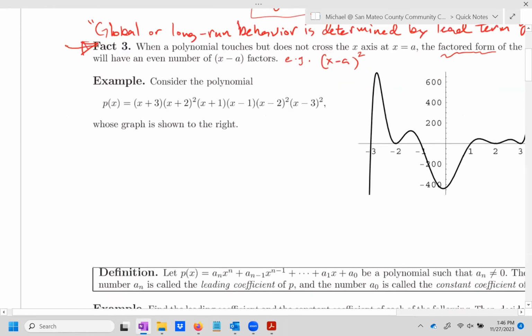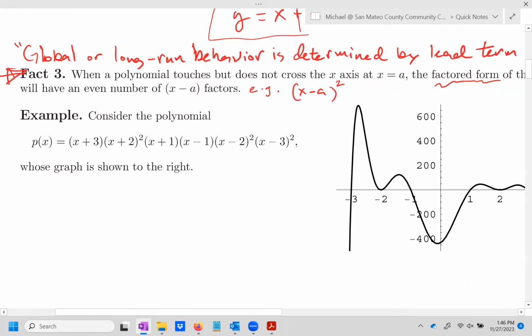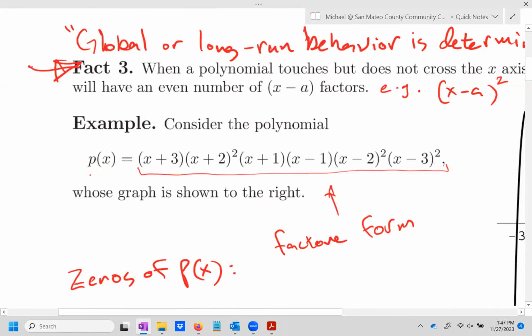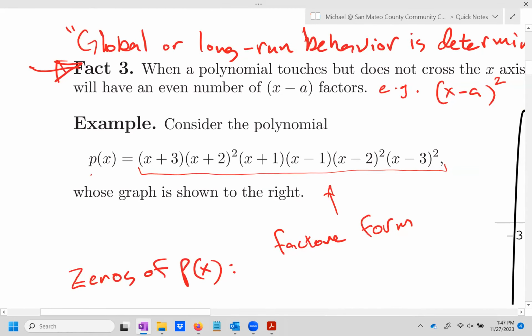Here we go. Consider this polynomial. Okay? Fact 3 is very important, actually. And basically you have a polynomial, but I've written it in terms of all these factors. Right? This is factored form right here. Okay? What are the zeros of this? What are the zeros of my polynomial p of x? Where does this function go to 0? Do you remember how we look at that? What values of x would make it go to 0? Let's go from left to right.